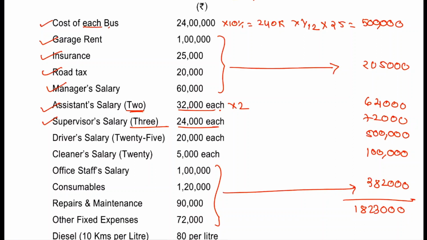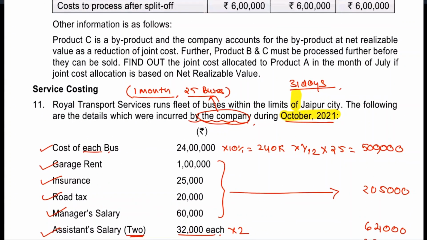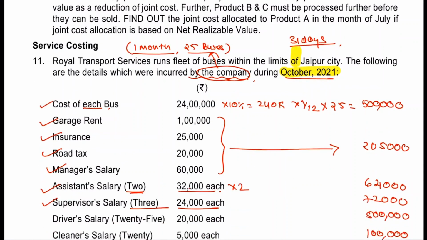Let's go with this. Question कौन सा था ये? 8, 9. नंबर आपको भी कैसे पता होगा? हाँ, 11. So एक second, just to cross check the things. Yeah. So it is 18,23,000.